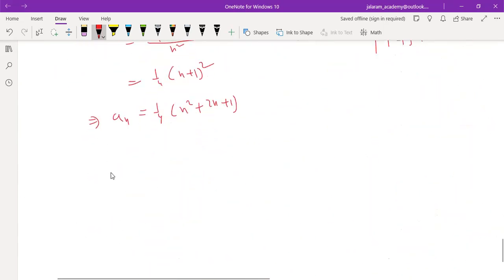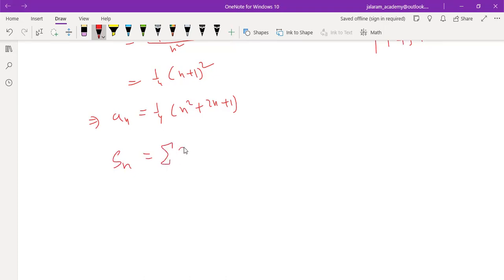So the nth term we have calculated. Very easy now. Expand this bracket: 1 by 4 into n square plus 2 by 4. Or if you want to expand it, then also it will be correct. So we have to find Sn, the sum of n terms of this series.